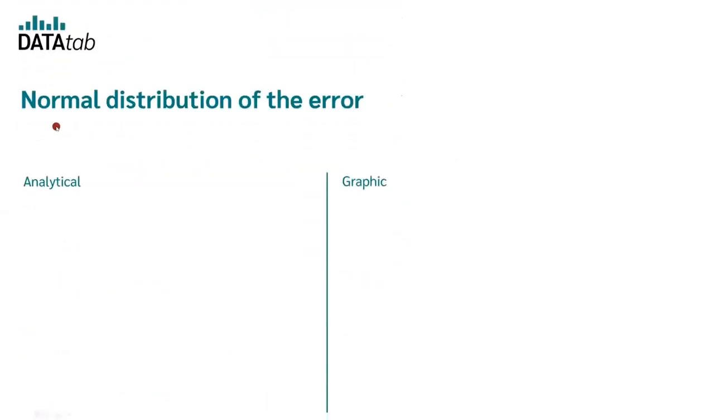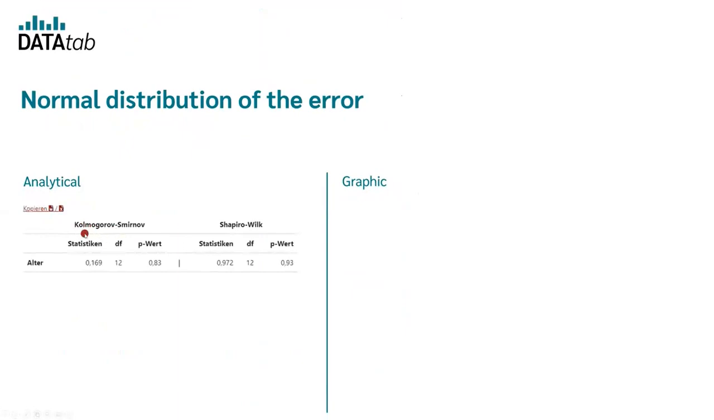The next requirement is that the error epsilon must be normally distributed. In order to check this, there are two ways. One is the analytical way and the other one is the graphical way. When using the analytical way, you can use either the Kolmogorov-Smirnov test or the Shapiro-Wilk test. If the p-value is greater than 0.05, there is no deviation of the data from the normal distribution, so it can be assumed that your data are normally distributed.